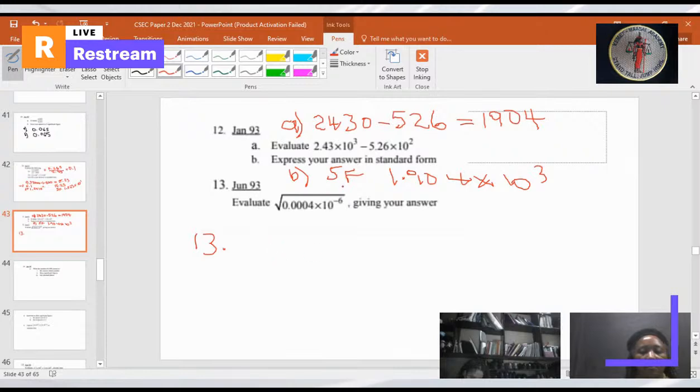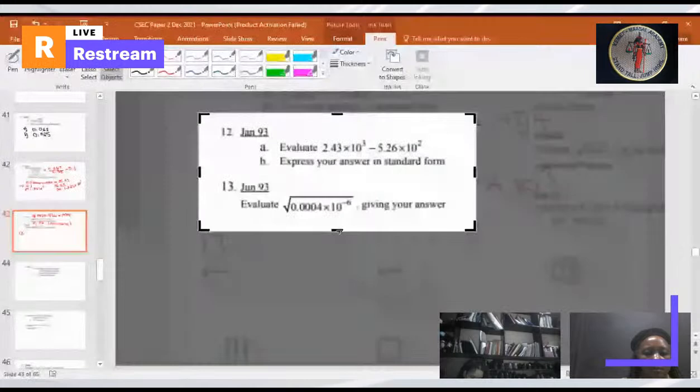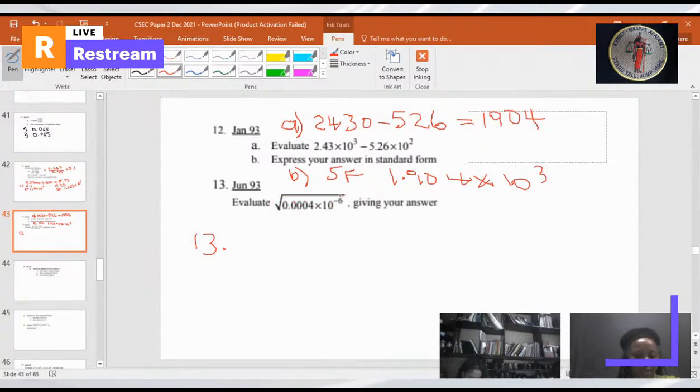And number 13, 0.0004 times 10 to the negative 6 power. Let me check something. Hold on. I'm not seeing where they want it. It's just giving your answer. So just tell me what it gives. Work this first, and then we'll find the square root of that answer.